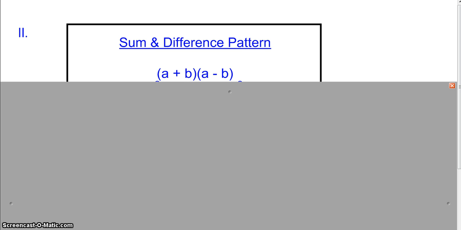Okay, so when we FOIL it, the first term, a times a, gives us what? A squared, good. How about a times negative b? What does that give you? Negative ab, right? And then what about b times a? Positive ab. So I have a negative ab and a positive ab. What is that? They're opposites, right? Good. And then we have b times negative b, which is negative b squared.